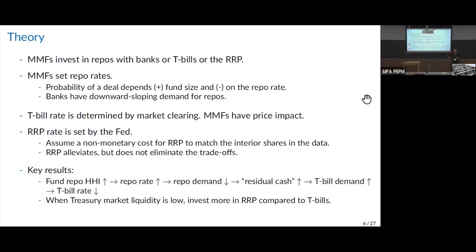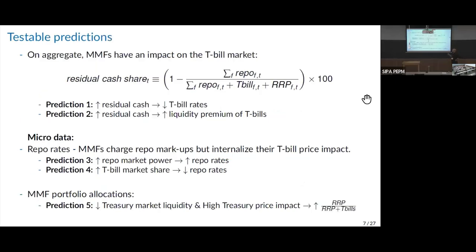If the market funds will have more market power, repo rate will increase, repo demand will come down, and T-bill rates will increase. So we're going to trace this in the aggregate data in the IP setting. And the other thing is when the treasury market is low, they will invest more in the RRP. So we'll have five decimal predictions.